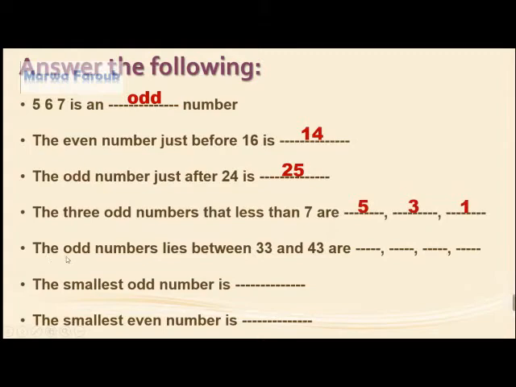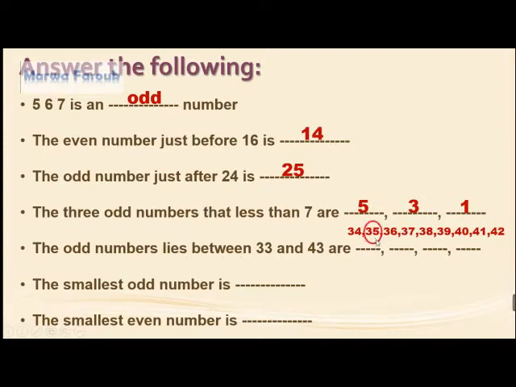Okay. Now, the odd numbers that lie between 33 and 43. Again, I will write all the numbers between 33 and 43, which are 34, 35, 36, 37, 38, 39, 40, 41, 42. I will not write 33 or 43 because he wants the numbers between them only. Okay, and I will circle the odd ones.